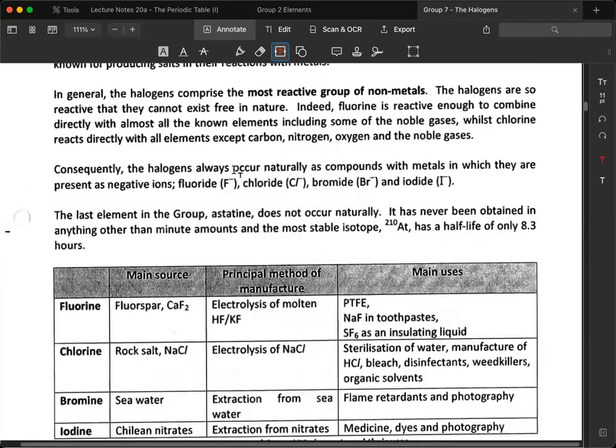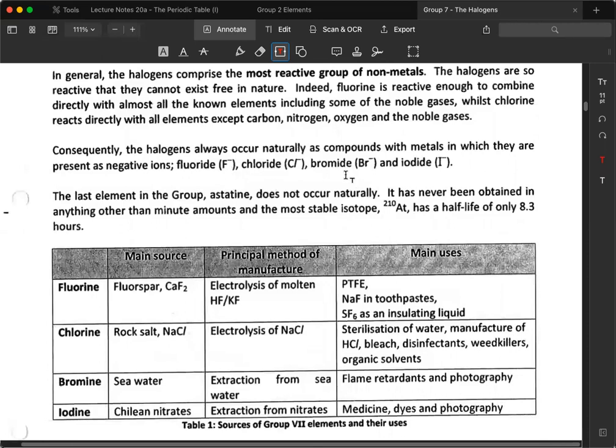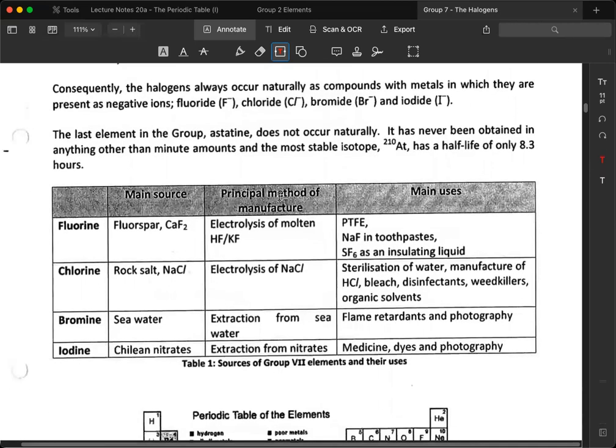Then these are the negative ions formed. The last element in the group, astatine, does not occur naturally. In fact, it only has a half-life of 8.3 hours. So these are the main sources of the various halogens, how they are manufactured, and their main uses.